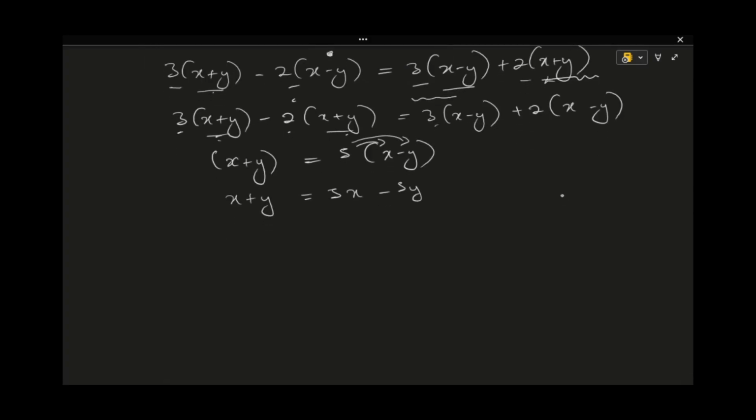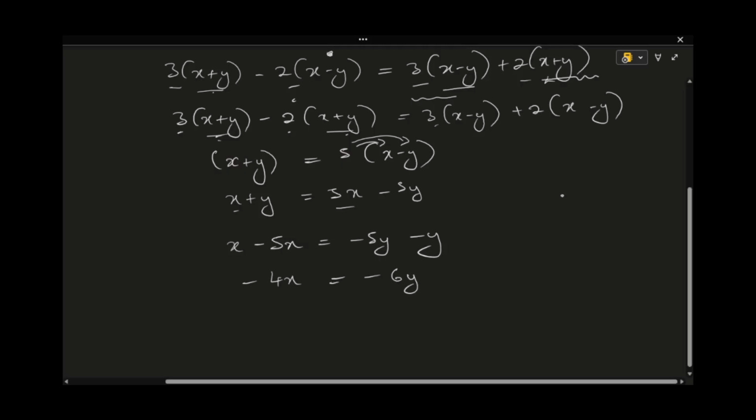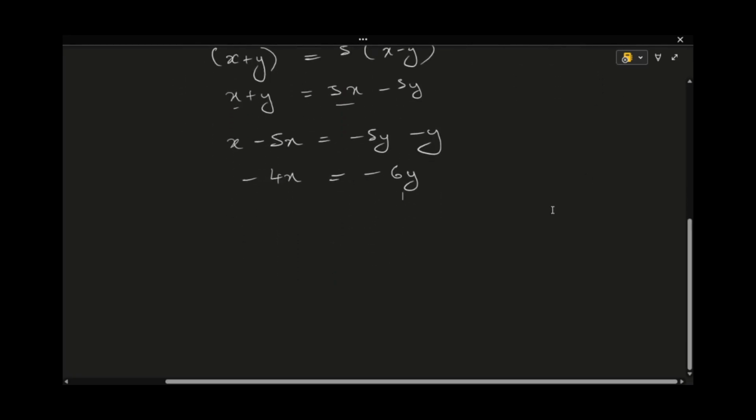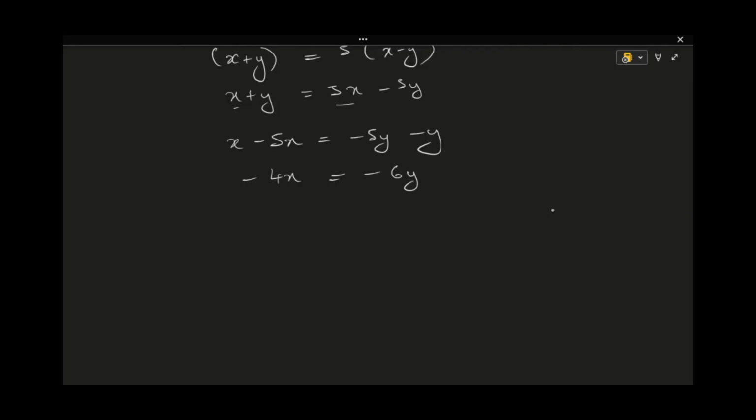And then now we group like terms because we have x this side and we have 5x. So I'll just take 5x to the other side. Then we'll have x minus 5x is equal to, let's say, negative 5y minus y, because I took y from the other side. And then this side we'll have negative 4x, and then here we'll have negative 6y. All right, so we have a standoff, some kind of a Mexican standoff, so to speak. So in this case, how can we derive x divided by y from this?